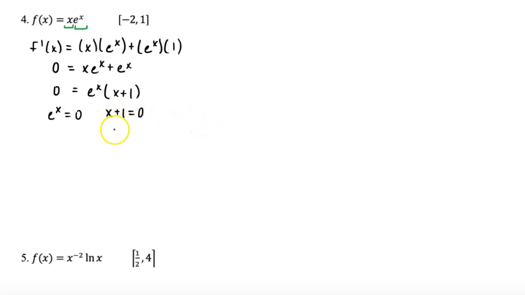Let's start on the right. Okay, I can bring that 1 to the other side. I get x equals negative 1. All right, so this is one of my critical numbers.